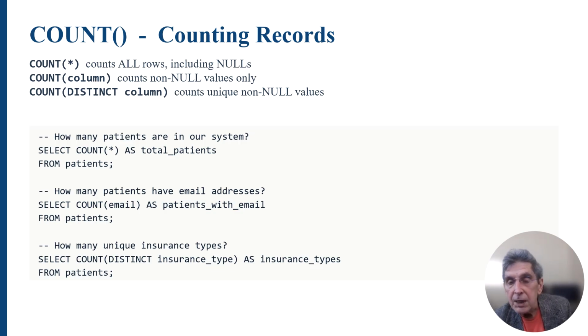Count with a column name, if you specify the column name, counts only the rows where that specific column is not null. So if you have 500 patients, but only 450 of them have, for example, an email address, count star is going to give you a 500, but count with specifying the column email will return just the number 450. What is count distinct? Count distinct counts unique non-null values. Think about that. This is extremely useful when you want to know how many different values exist, like how many unique insurance types do we have.